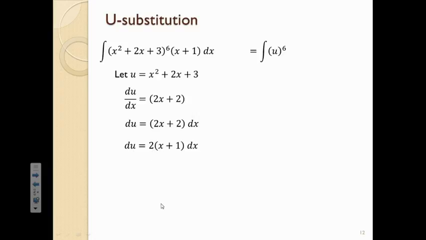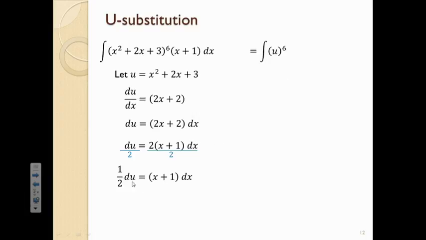So what we need to do is to divide both sides by 2. Whatever you do to one side, you have to do to the other side in an equation. So when we divide by 2, of course the 2's will cancel out, and we're left with x plus 1 dx, which is what we're looking for, what we need to substitute up here. And that equals du over 2, or 1/2 du. It's the same thing. I usually convert it to the fraction like this because it makes it easier once we put it up here.